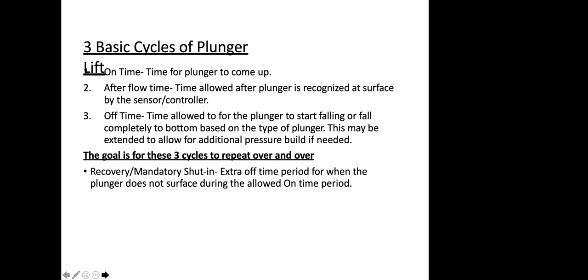If that plunger doesn't make it up during the allowed on time, say we have an hour of on time, and the plunger does not make it to surface within that allotted time, there's a recovery setting or recovery cycle. This is typically extra shut-in time or extra off time to allow the well to recover or build extra pressure to get that next load, because for whatever reason the plunger didn't make it to surface like it normally does during on time. So that fourth cycle, the if-then cycle, is what we call a mandatory shut-in or recovery shut-in, to get that plunger hopefully up for the next run and let the well recover and start going back to making normal runs.